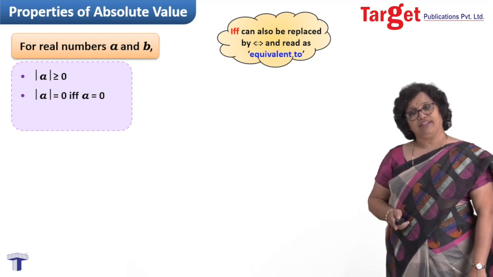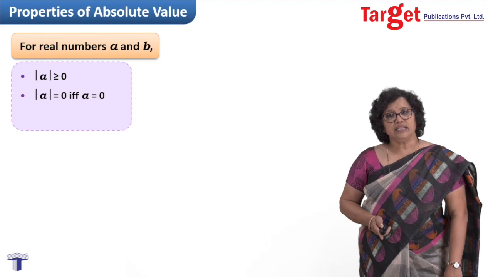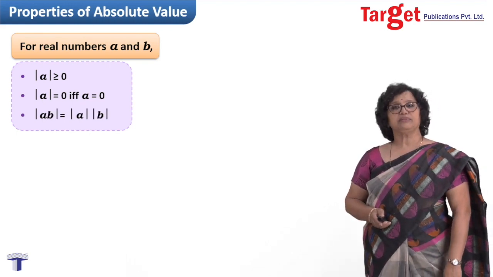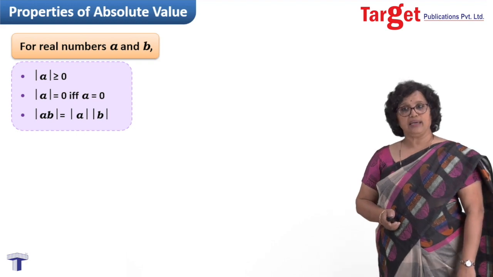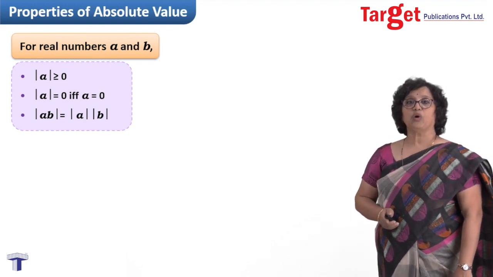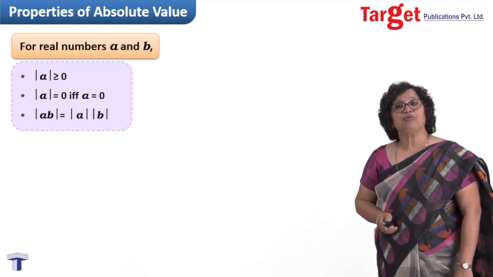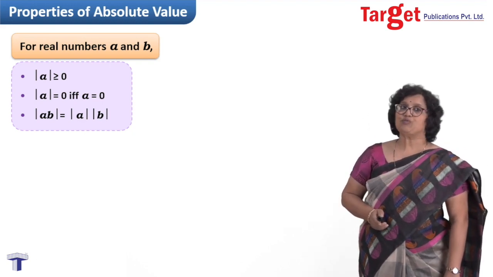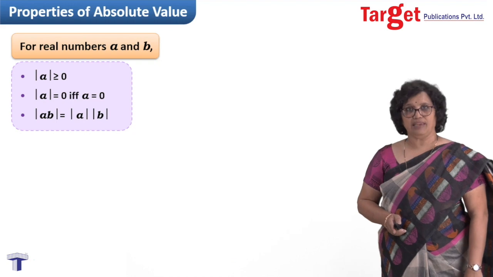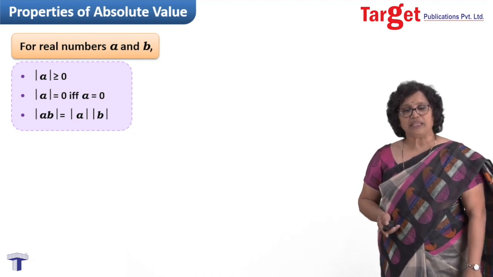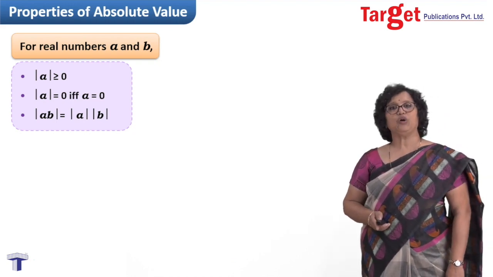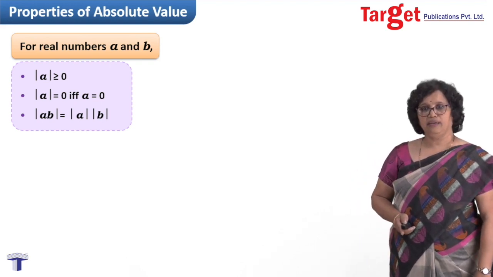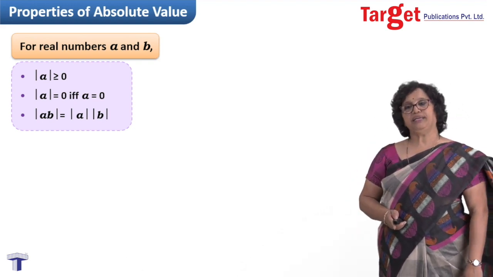Now let us move to the third one, which says that absolute value of ab, the product of two numbers, is the product of their moduli. Now I have used the word moduli, which is nothing but absolute value in case of real numbers, and this was most expected or intuitively understandable thing to happen, that absolute value of ab is the product of absolute value of a and absolute value of b.